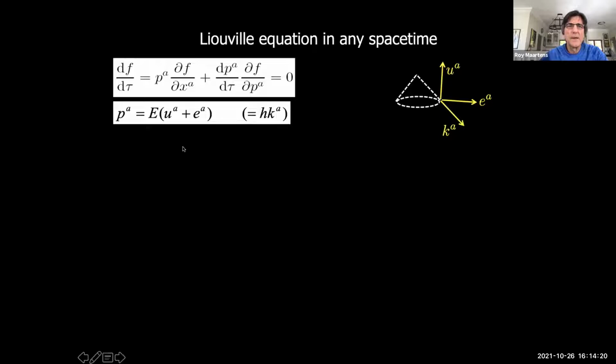F is the distribution function of the photons and P is the four momentum of photons with their energy. We use the 1+3 split with the four velocity U of the dust observers, and E_A is just the unit direction orthogonal to U of any photon. This four momentum of the photon is also the Planck constant times the four wave vector.